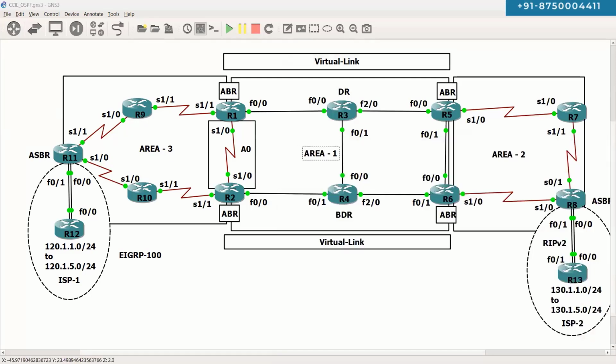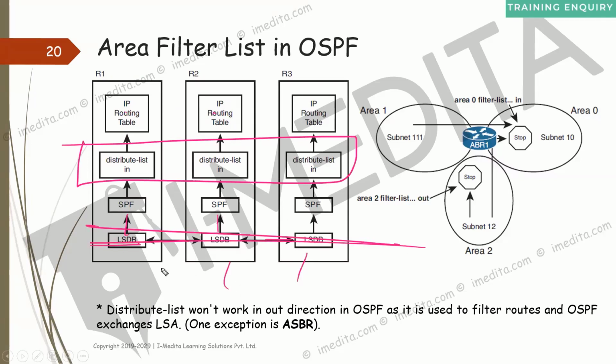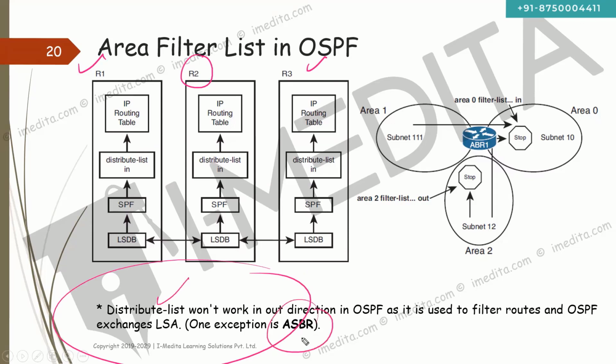So area filter list here, prefix list can also be used as the area filter list, because in OSPF distribute list will not work in the out direction as it is used to filter the routes, and OSPF exchanges the LSA. The exception is ASBR. So in OSPF, the devices exchange the LSAs, they execute the SPF, they calculate the route, and they install the route in the routing table. And right here, the distribute list is applied. But devices have already exchanged the LSA, so every device can individually execute the SPF respectively. So if you do the filtering on router number 2, router number 1 and router number 3 will still have the route. So distribute list does not work in out direction in case of OSPF, exception ASBR.